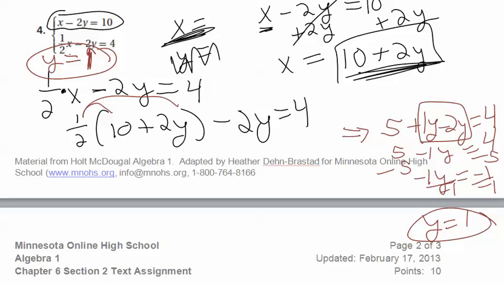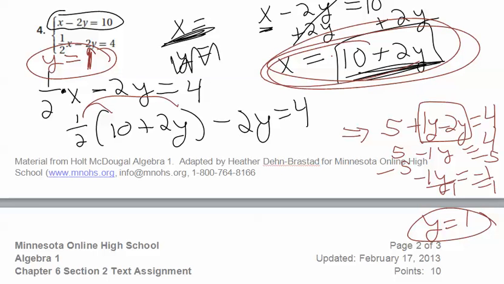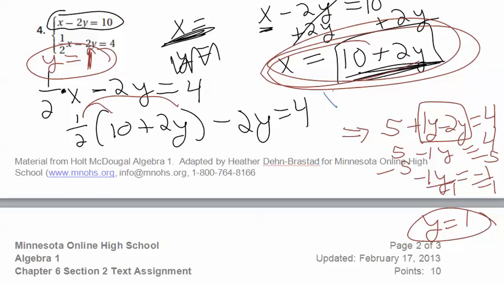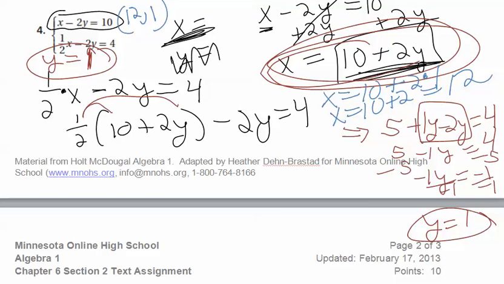Now I still have to find x, but I know that x equals 10 plus 2y. So if y is 1, I take x equals 10 plus 2 times 1. That's just 2, so x equals 10 plus 2, or x equals 12. So x is 12, and we already know that y is 1. So the solution for number 4 is x equals 12, y equals 1.